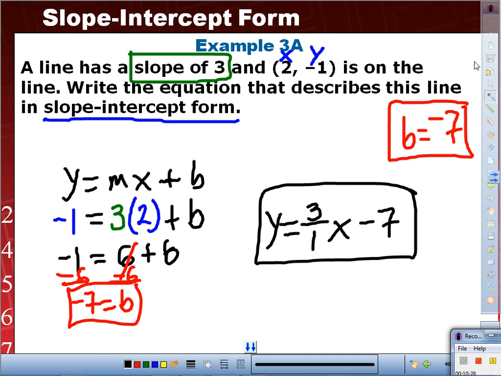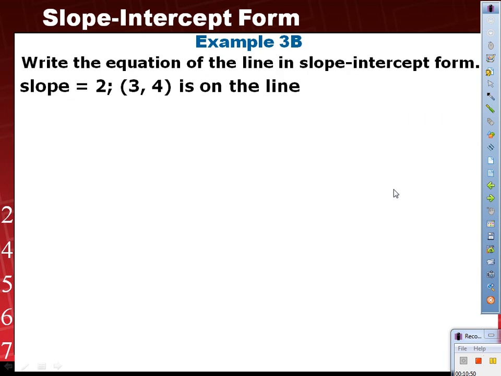Okay? All right? Let's see how you do with this one. Example 3b.